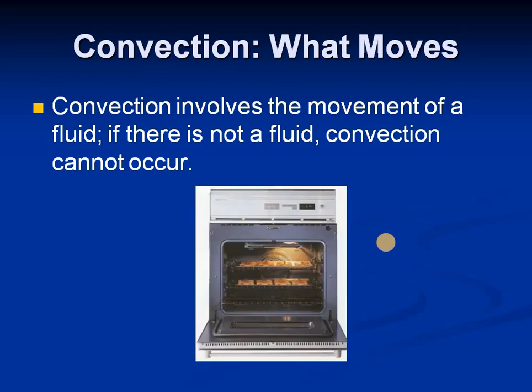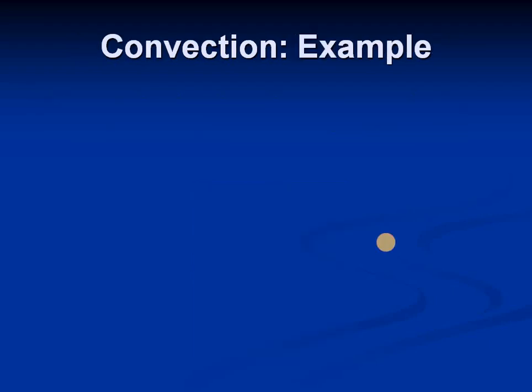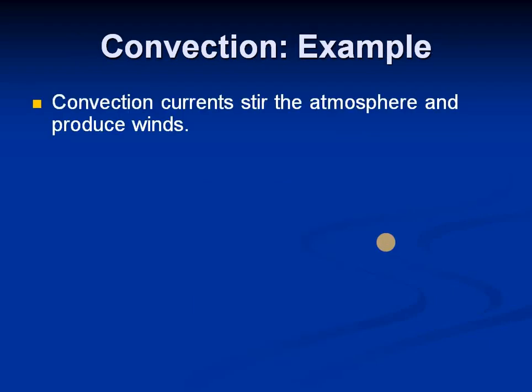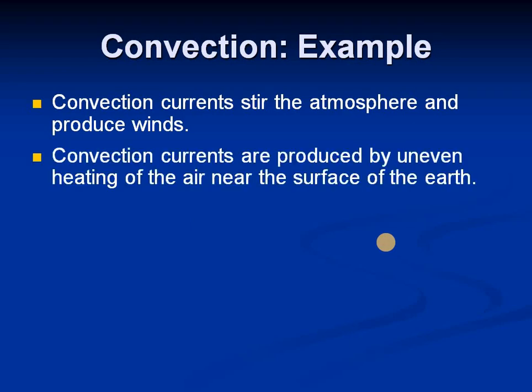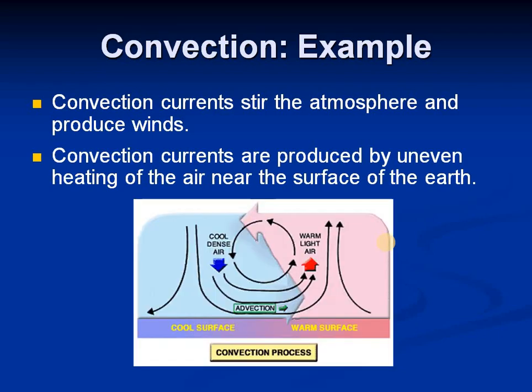I can see this in the microwave oven. Now for example, convection currents stir the atmosphere and produce winds. You can feel wind due to this motion of air, which helps in maintaining the temperature outside. Convection currents are produced by uneven heating of air near the surface of the earth, like this, with a cooler surface and a warm surface.